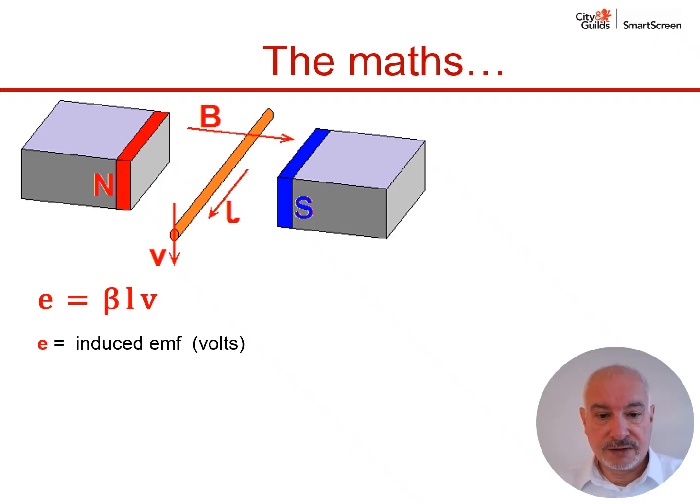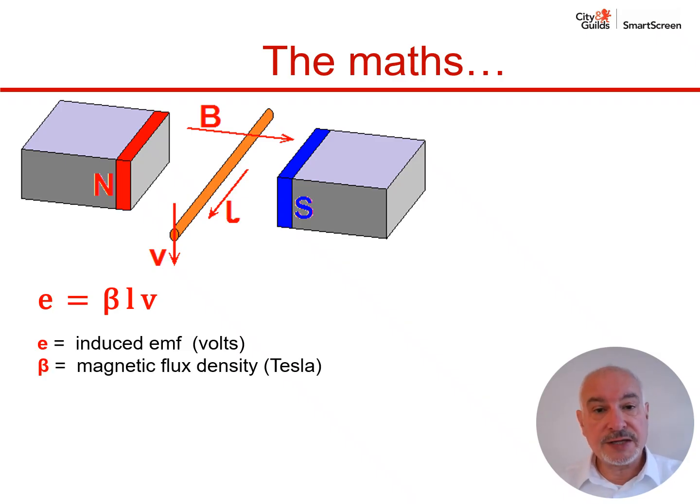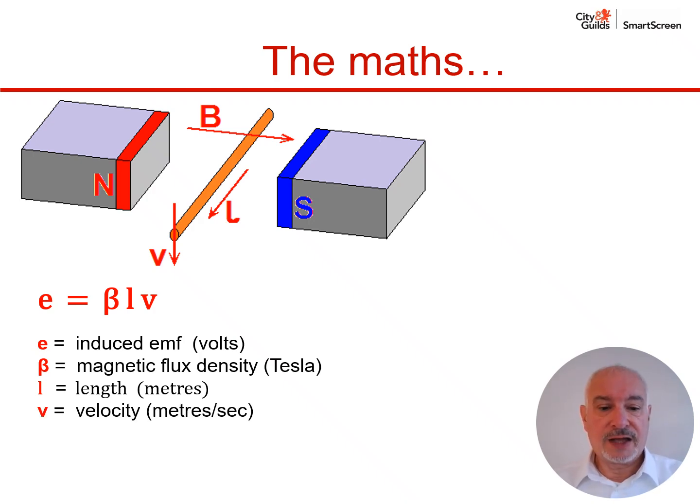Now the E stands for induced EMF, which is measured in volts. The B represents magnetic flux density. We mentioned this in a previous video. Magnetic flux density is measured in Teslas. And then the L represents the length, and length is measured in meters. And the v represents velocity, which is measured in meters per second.